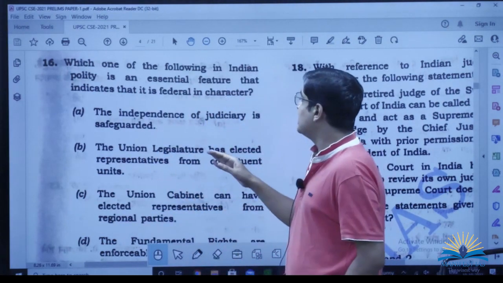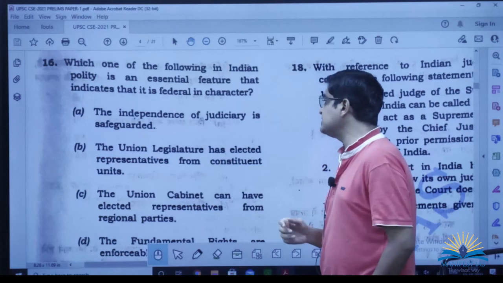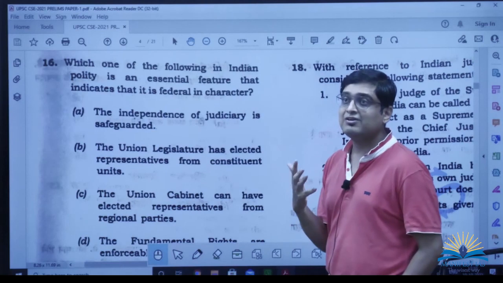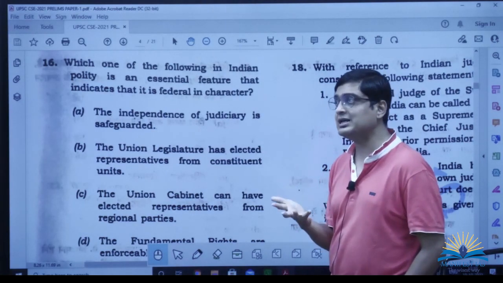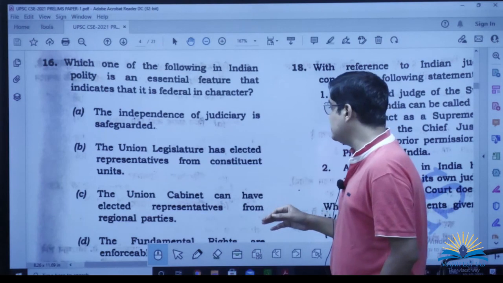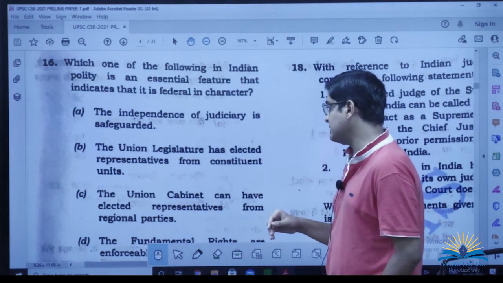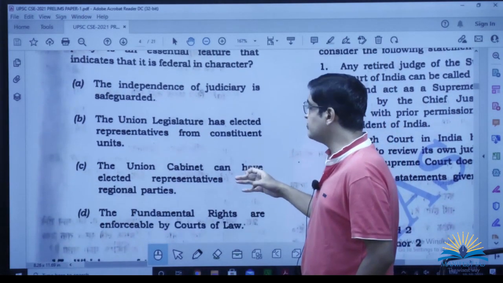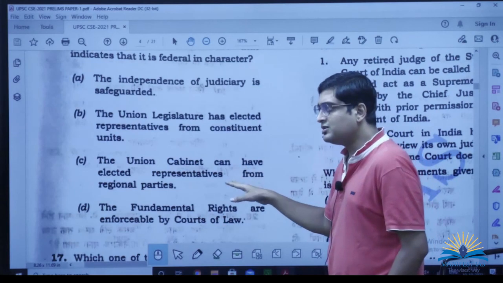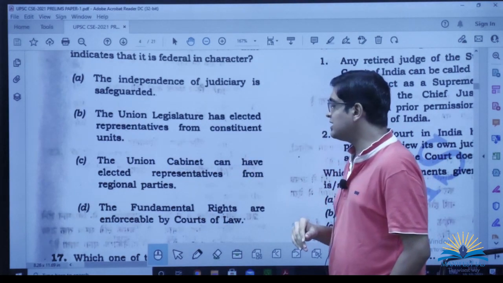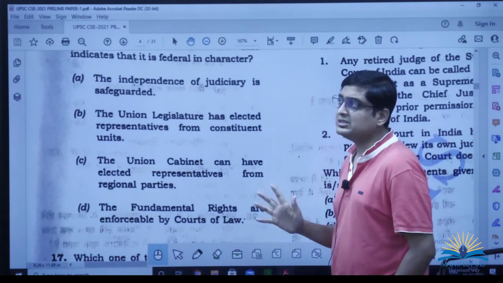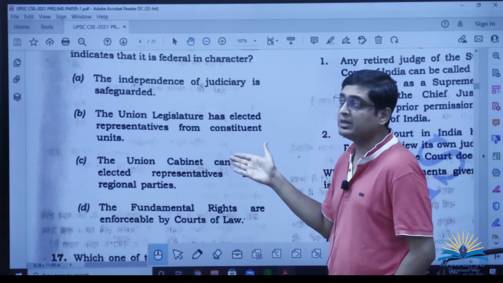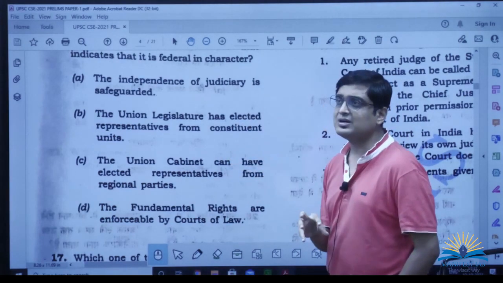So if you look at the options, first we'll rule out options like B, the union legislature has elected representatives from constituent units. It's actually violating federalism because if states do not have a directly elected government, the center has it, it gives an upper hand to the center. The union cabinet can have elected representatives from regional parties. This means that there is promotion of regionalism, but this is also a feature of federalism, but not essential. The fundamental rights are enforceable by the courts of law. No, this is making a constitutional government or puts constitutionalism into practice. It is not related to federalism.